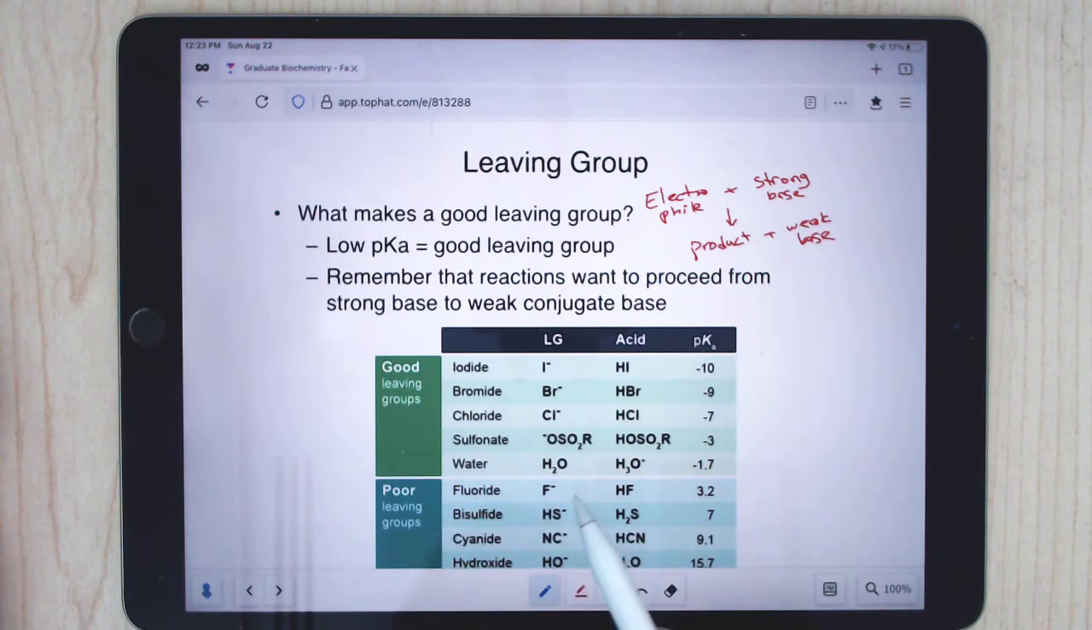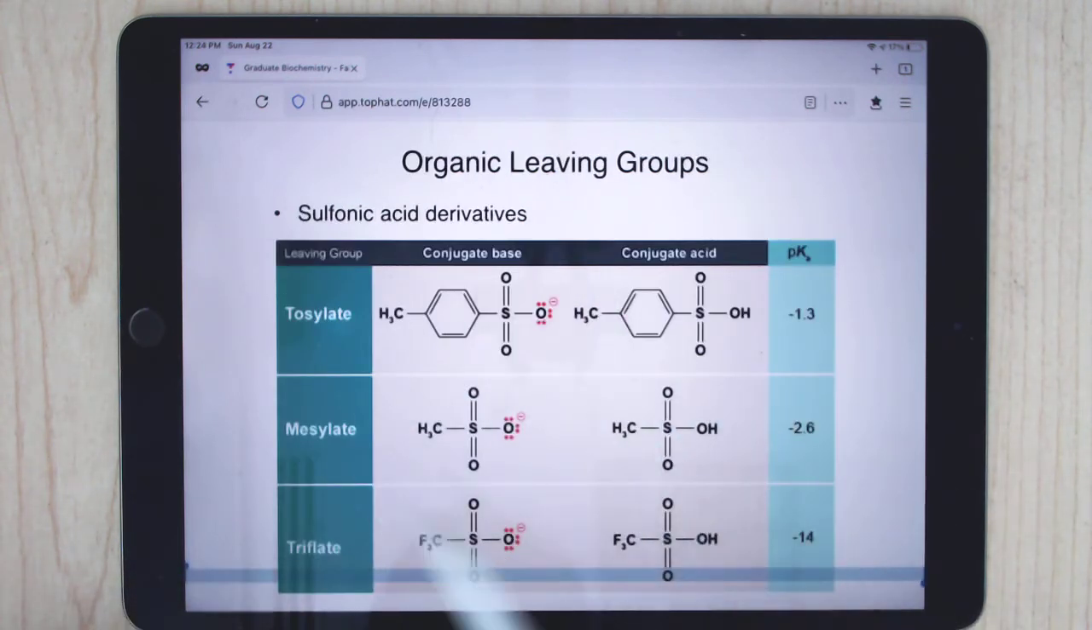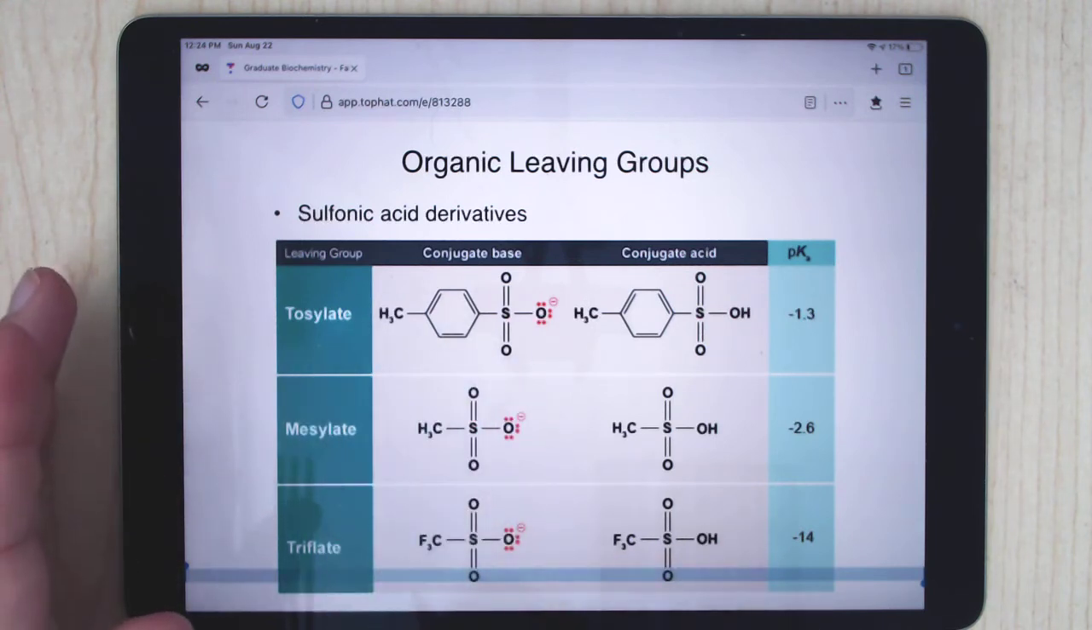Fluorides, not so much, because remember HF is a weak acid, and so fluoride doesn't want to part with carbon very often, which is why Teflon is so unreactive. Now the sulfonic acids. Remember, this is very similar to sulfuric acid, just one fewer oxygen. Sulfuric acid is obviously a strong acid, so sulfonic acid is too, but it just has an organic molecule hanging off of it.